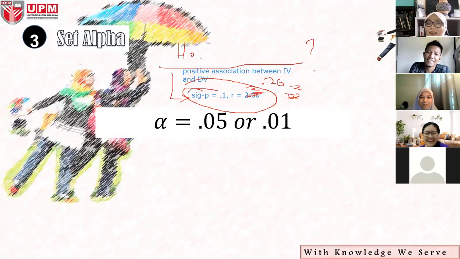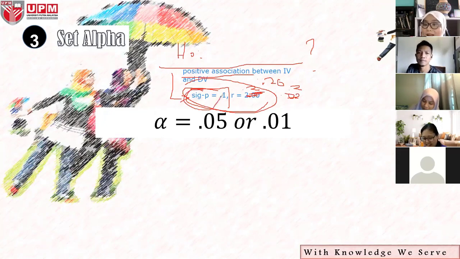Because we reject H0, there is a relationship, but the result is not significant, so that's why it's quite confusing with this kind of wording. Do you understand? Unless you indicate there is a significant and positive association. Because this one, the positive, there is a positive relationship. Do you understand what I mean? So add another term here, significant. There is a significant and positive association.